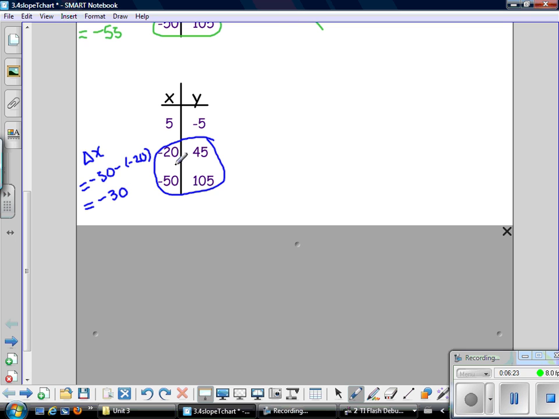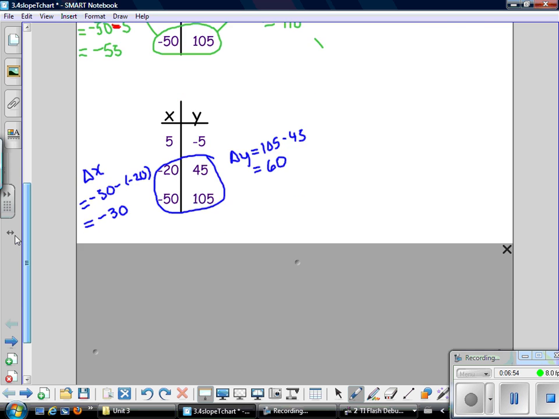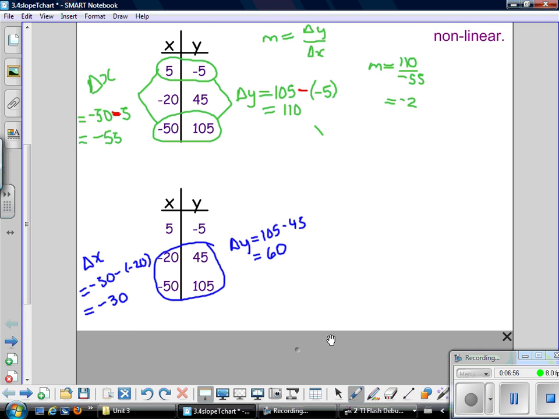And then if I go and do my delta y's, I would have 105 subtract 45. And again, if you have difficulty with doing that subtraction, you can actually take your calculator out, and if you do that, you end up with 60. So notice I have a different delta x and a different delta y compared to the example before. But I don't know if I'm going to get the same slope. So let's try it and see what we get.